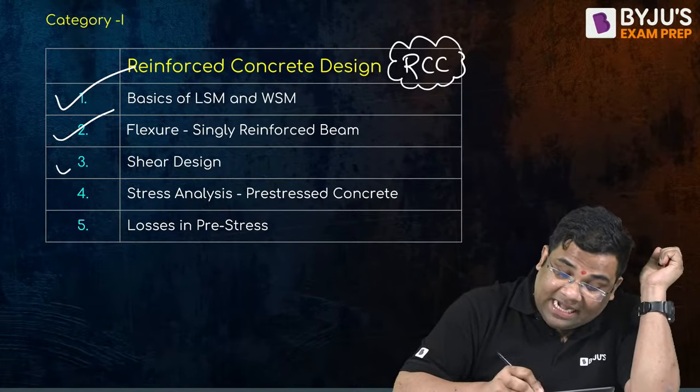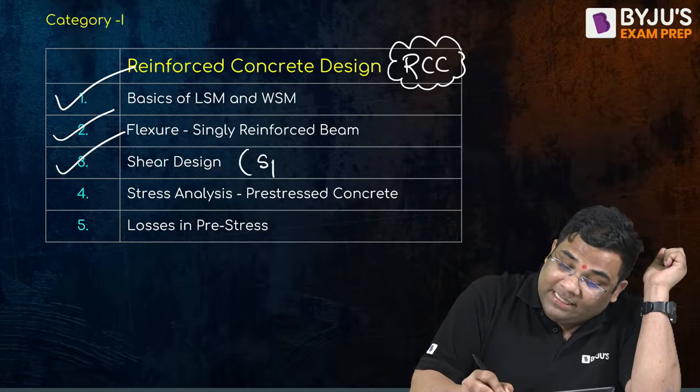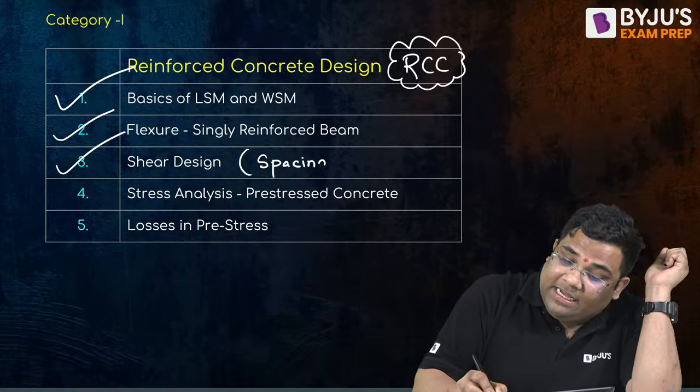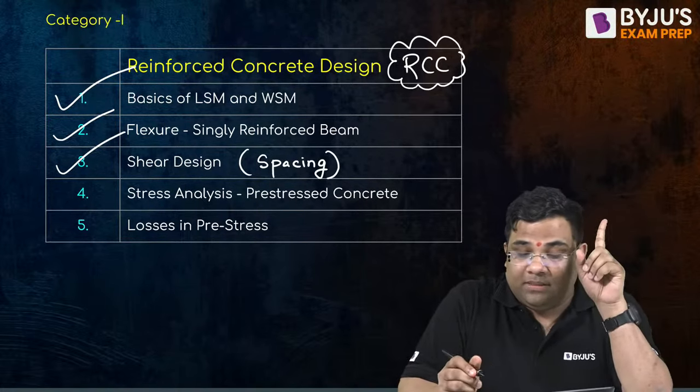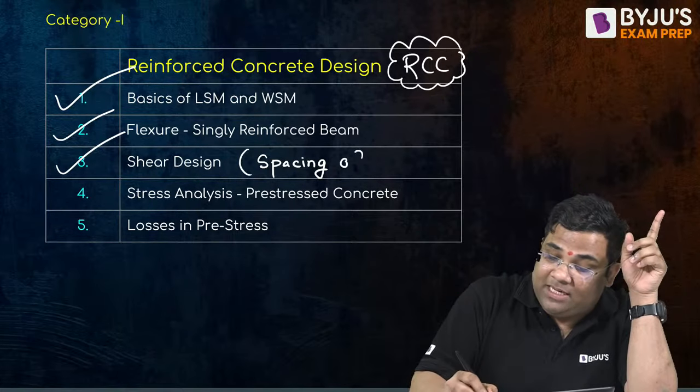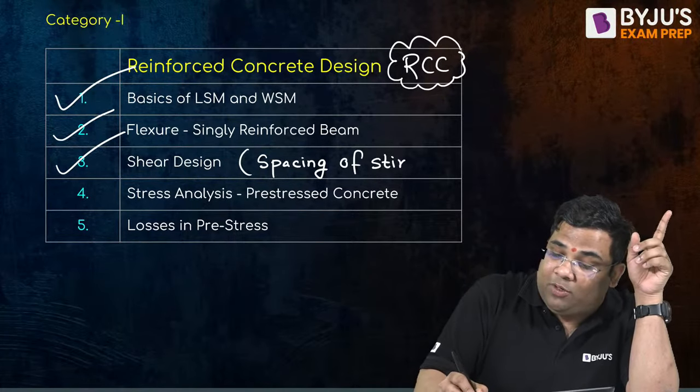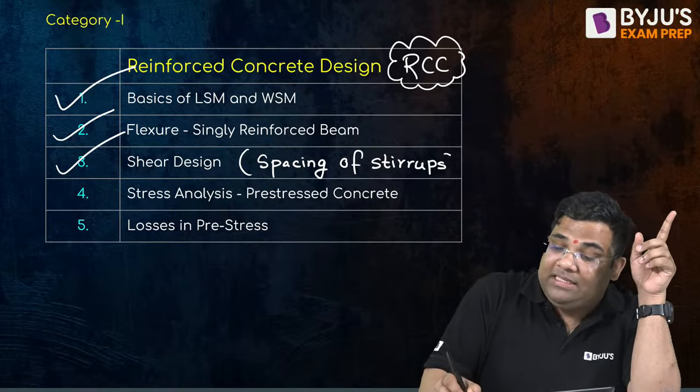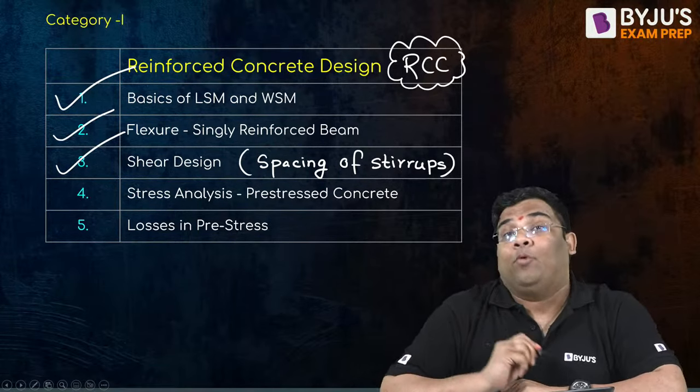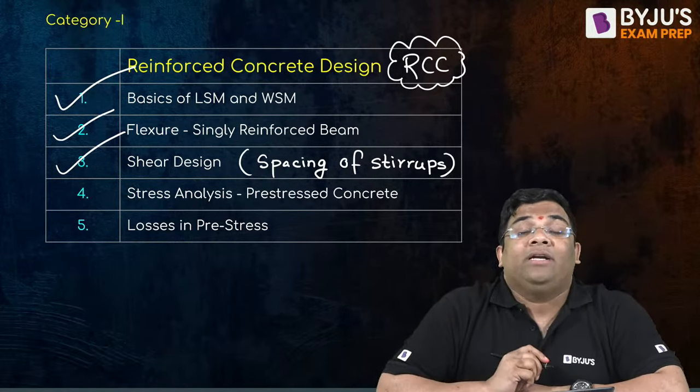Then shear design. In shear design, you should be knowing what? The spacing of stirrups and other important things are also there. Most important is spacing of stirrups, but other small things are also there. This is the third important topic. Then the fourth important topic is what?